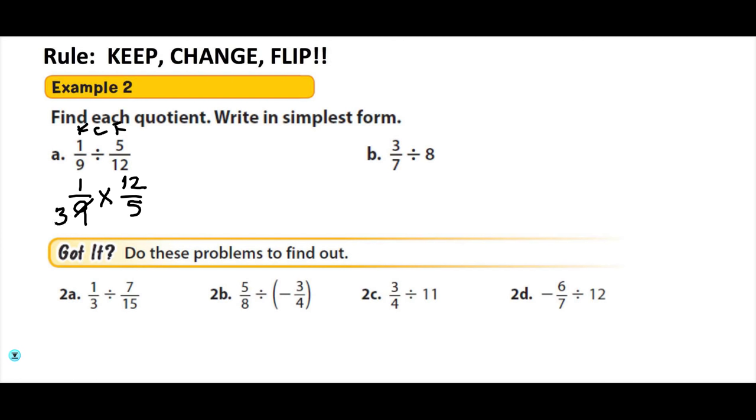So that would be 3 here. 3 goes into 3, or 3 goes into 9 3 times. 3 goes into 12 4 times, all right? Now, we have all prime numbers and 1, so that's as far down as we can go.